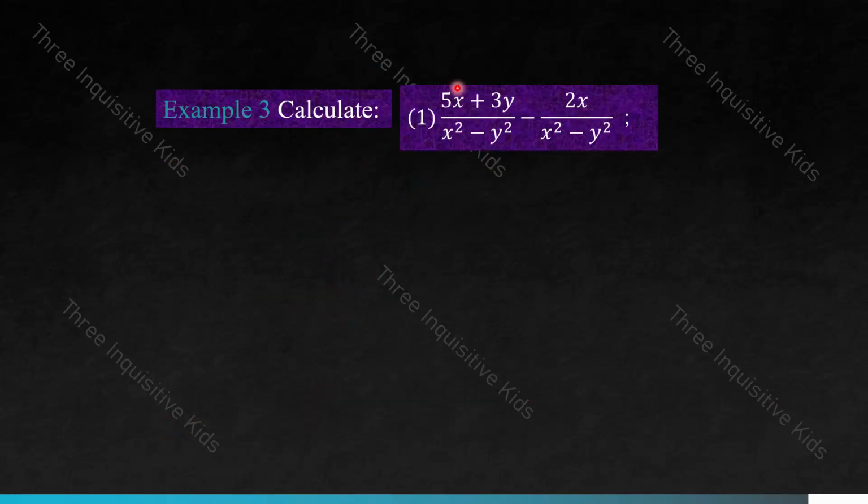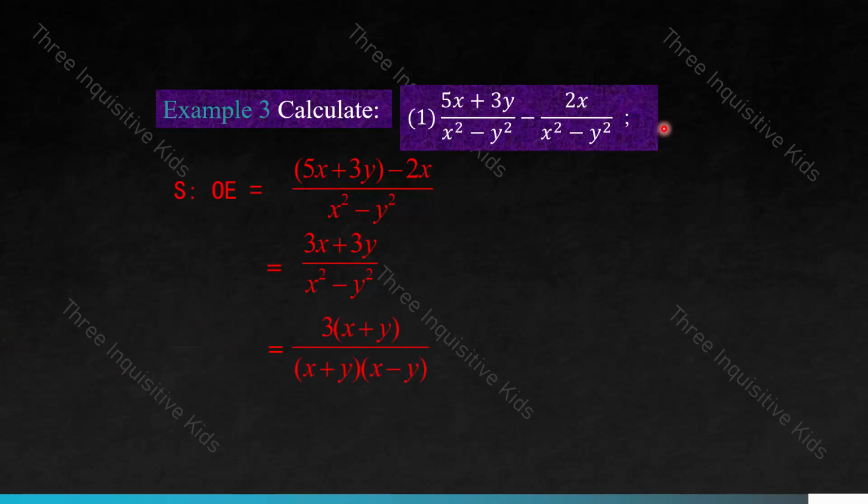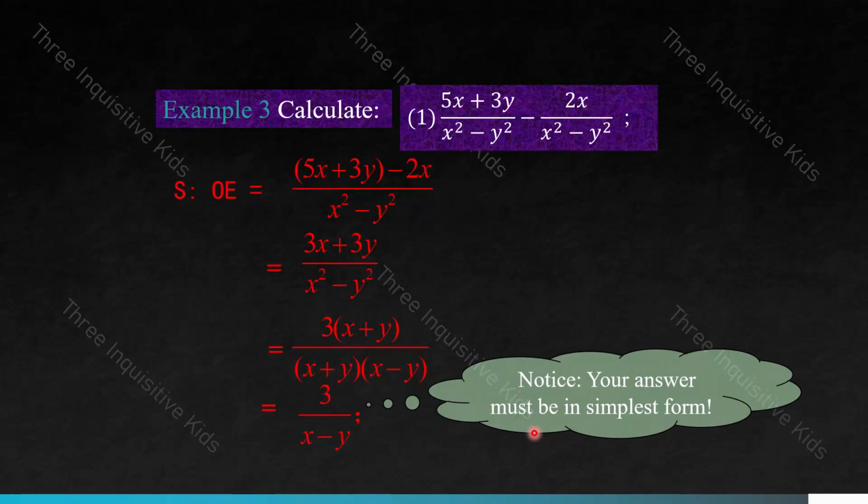Here is example 3. Calculate this first expression. Again, this is a like fractional expression, so we can subtract, and we have 5x plus 3y minus 2x on the top. After combining like terms, we have 3x plus 3y over x squared minus y squared. Now, after factoring both the top and bottom polynomials, we have 3 times x plus y over x plus y times x minus y. We reduce the fraction into 3 over x minus y, and this is our final answer. Notice that your answer must be in simplest form in order for you to get it right.